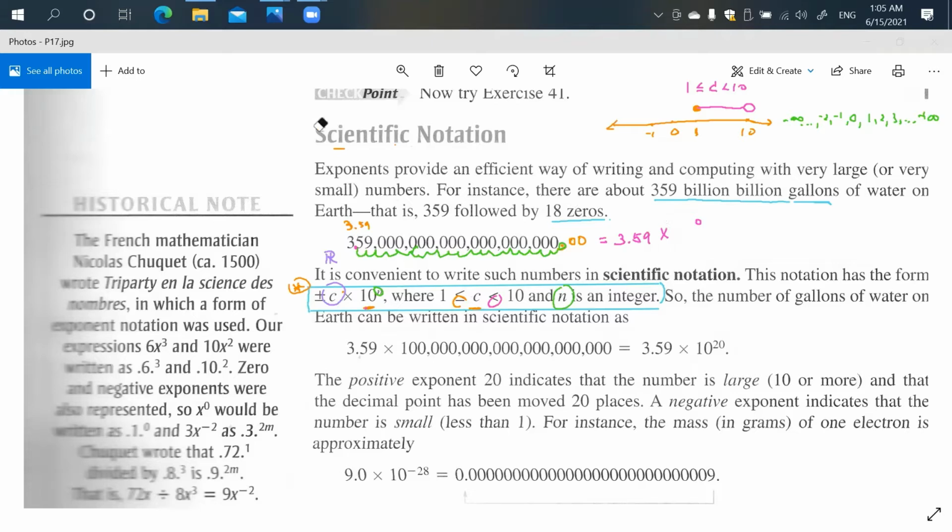So this one is going to be 10 power 20. So we eliminate the plus sign. Okay. Now come back to a really large number.